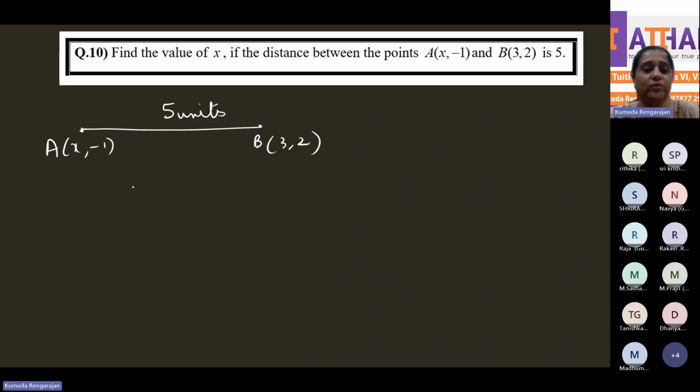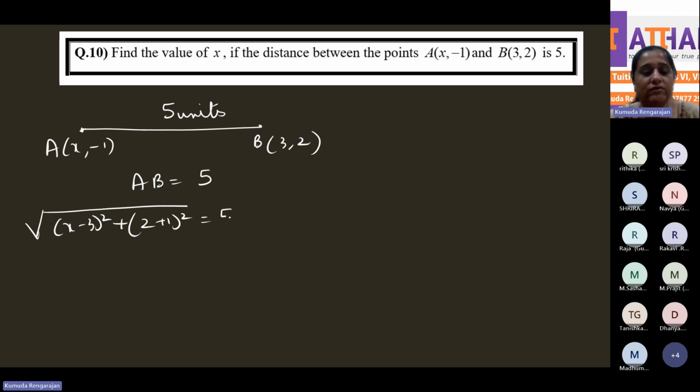We know that the length of the line segment AB is 5 units. So how do you find AB? Square root of, subtract the x coordinates, so x minus 3, square it, plus subtract the y coordinates, so 2 minus minus 1, that is 2 plus 1, the whole square, is equal to 5.